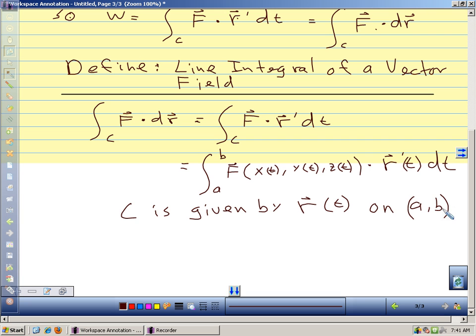So very similar to what we did yesterday, we parameterize our curve. We express our vector function now in terms of the parameterized curve, and we take the dot product of that with r prime dt over our interval. Questions?